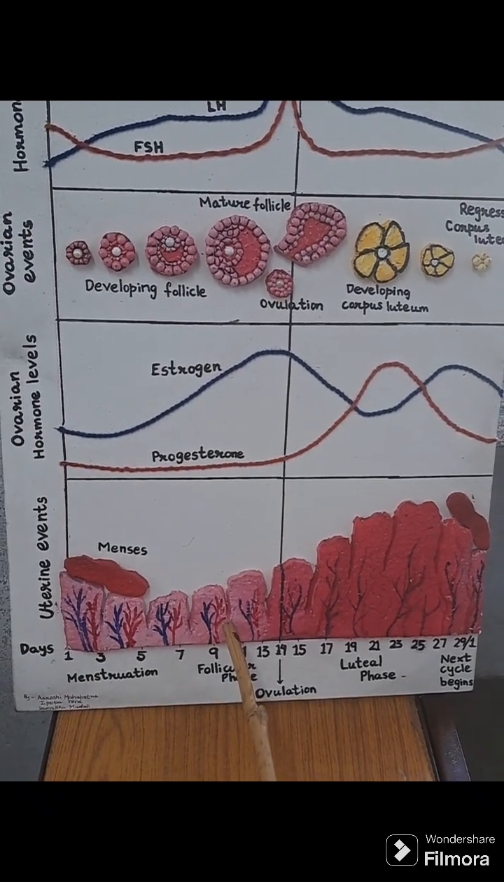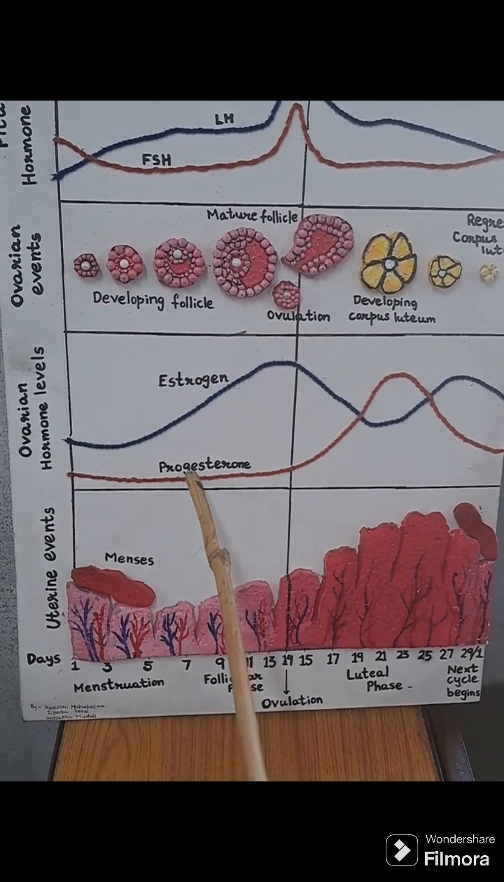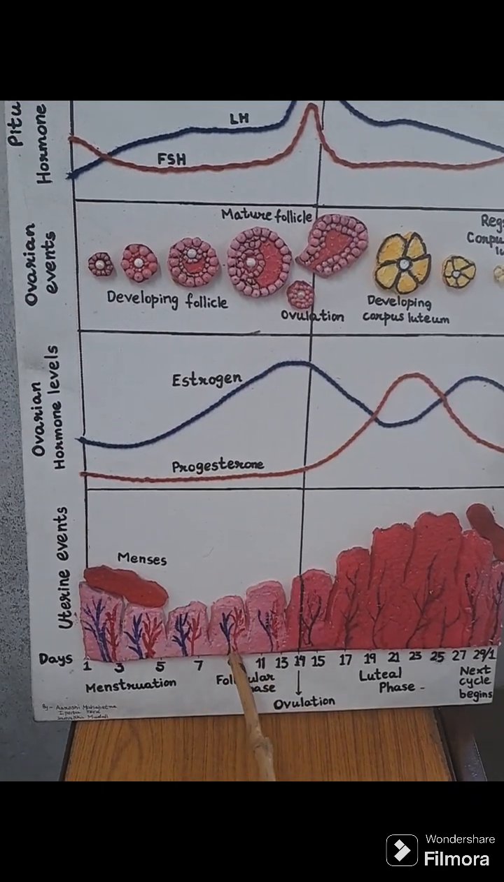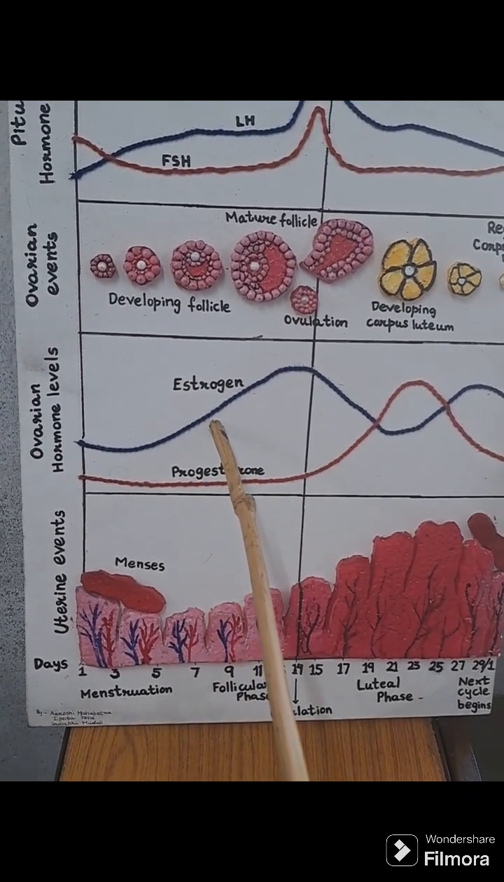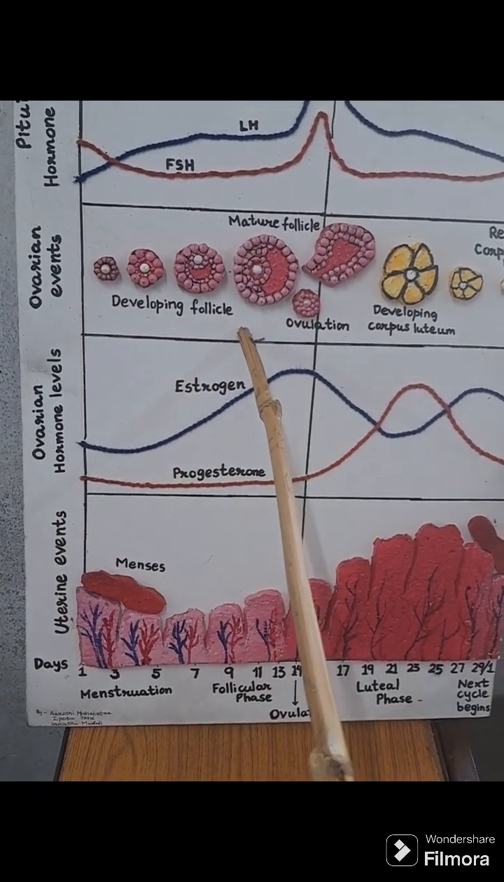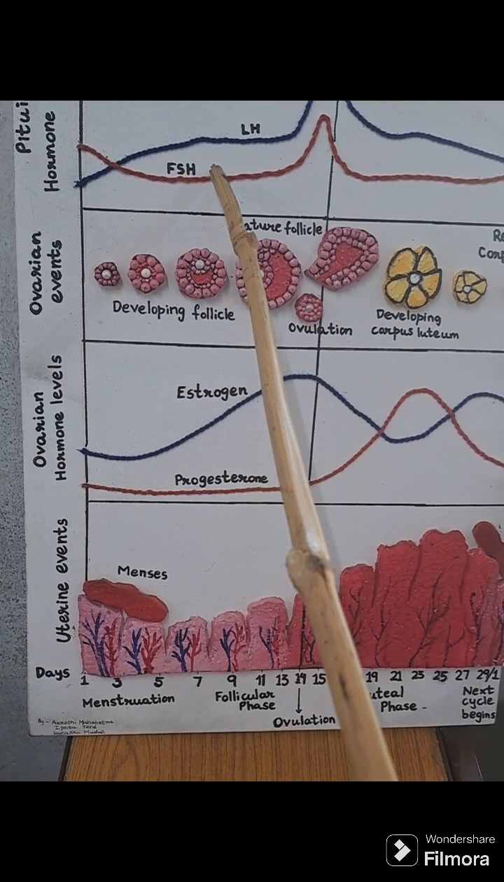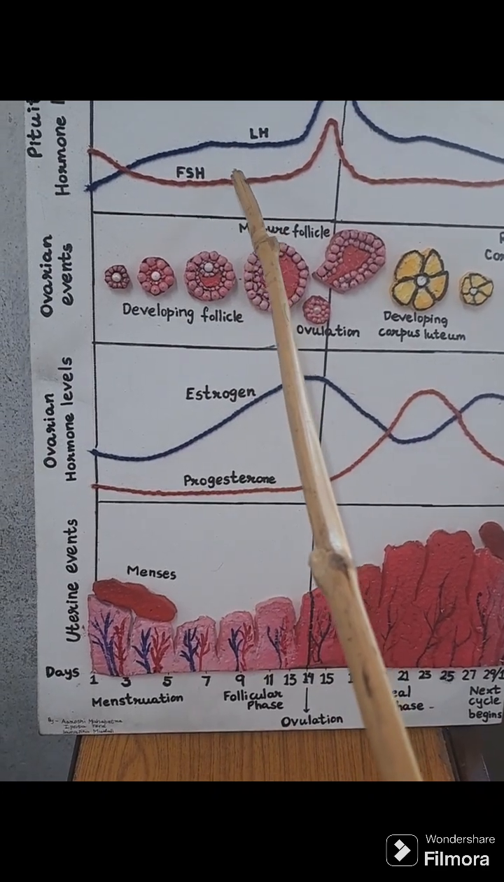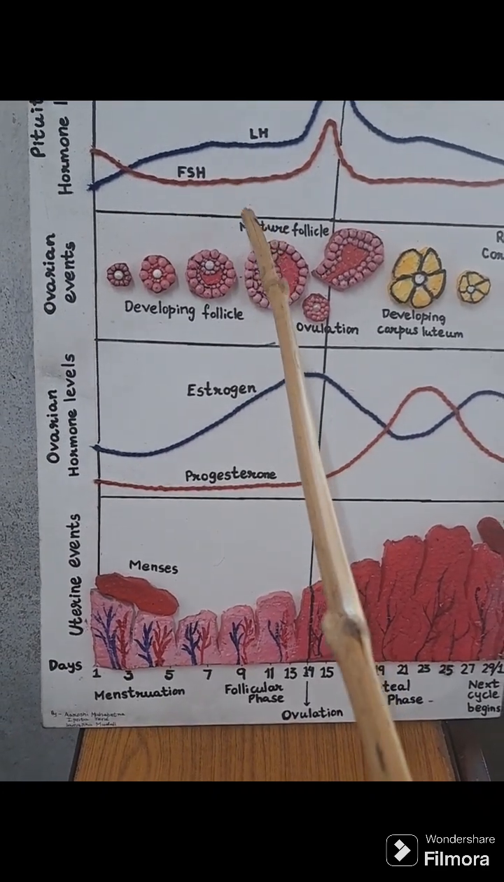And what about the hormonal level here? You see progesterone secretion is less in this follicular phase. Estrogen secretion is more because it regulates the growth of follicular tissues. Then FSH and LH secretion is increasing slowly.